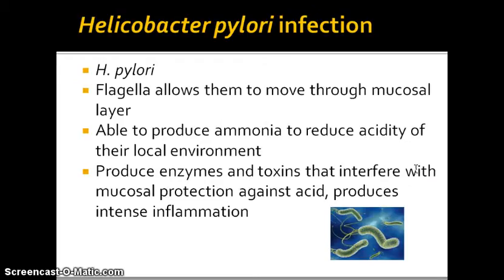H. pylori is short for Helicobacter pylori. It's a bacteria with a flagella that allows it to move through the stomach and get into the mucosal layer. What happens is they produce ammonia, and that reduces the acidity of the stomach contents. That then allows our acids to get against our stomach wall. They also produce an enzyme and toxins that interfere with our stomach protection mechanisms, and that's how they can survive, because they don't get killed off by the acidic environment.